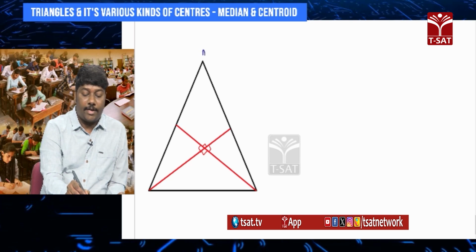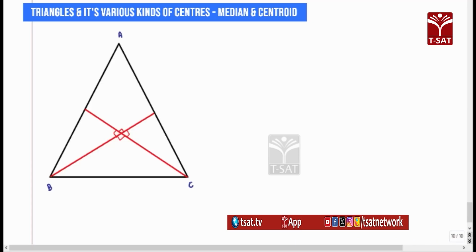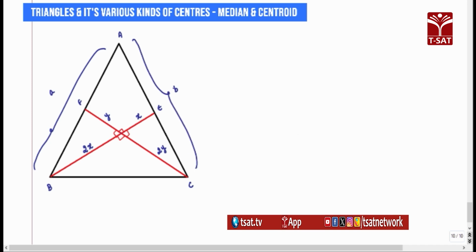Now let's consider that the medians are perpendicular to each other. In this normal triangle ABC, the medians are perpendicular to each other, and we know the intersection point of medians is the centroid. The centroid divides the median in the ratio 2:1. Therefore, take it as 2x, x, and CF I am taking as 2y, y. Let's take this whole side as A, this whole side as B, this side as C.